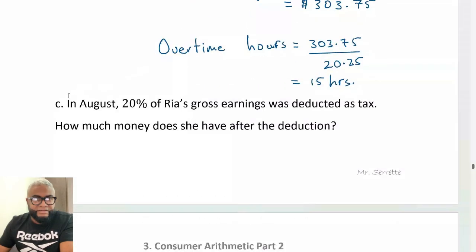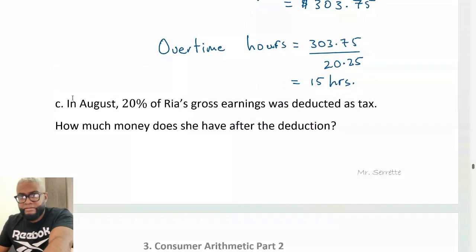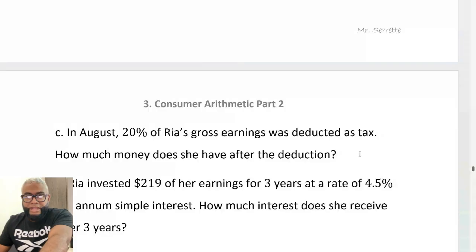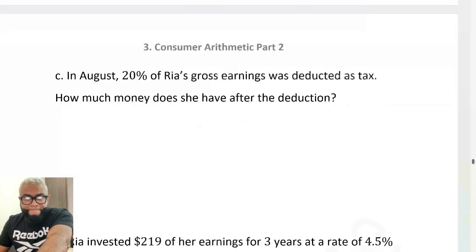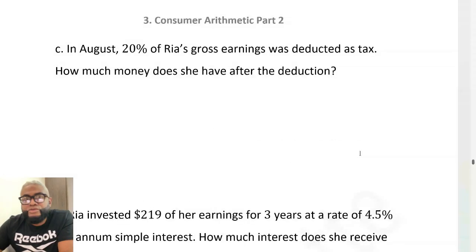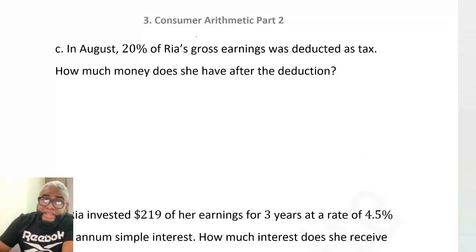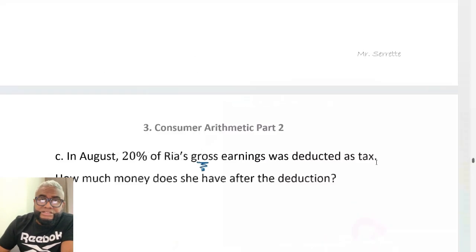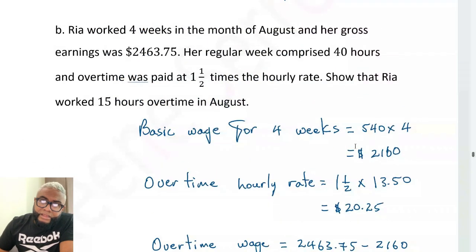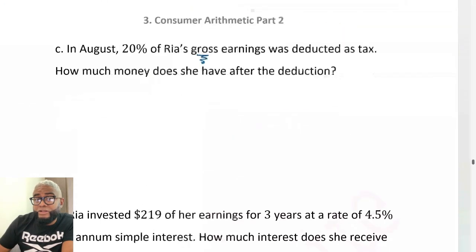Right, there you go. Let's see how to go down here. In August, 20% of Ria's gross earnings was deducted as tax. How much money does she have after the deduction? So we're going to work out 20% of her gross earnings. So the gross earnings would be which one? That would be 2463.75.